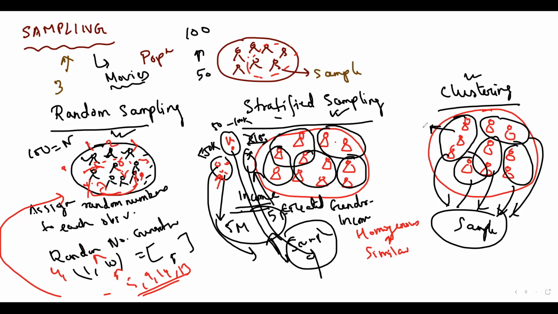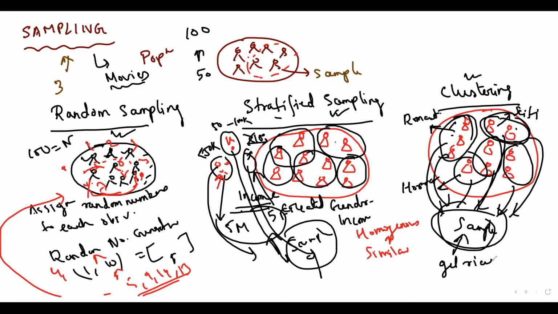So first of all, we group them. Let's say this group of people like maybe romantic movies. So we'll categorize them in one group. This group of people like sci-fi movies. We'll categorize them in one group. And then this particular group of people like horror movies. So we'll categorize them in one group. And then from each of these groups, we'll collect different samples, different observations, and create a sample. And then we will try to get reviews about the movies that are trending. So this is the way we do clustering.